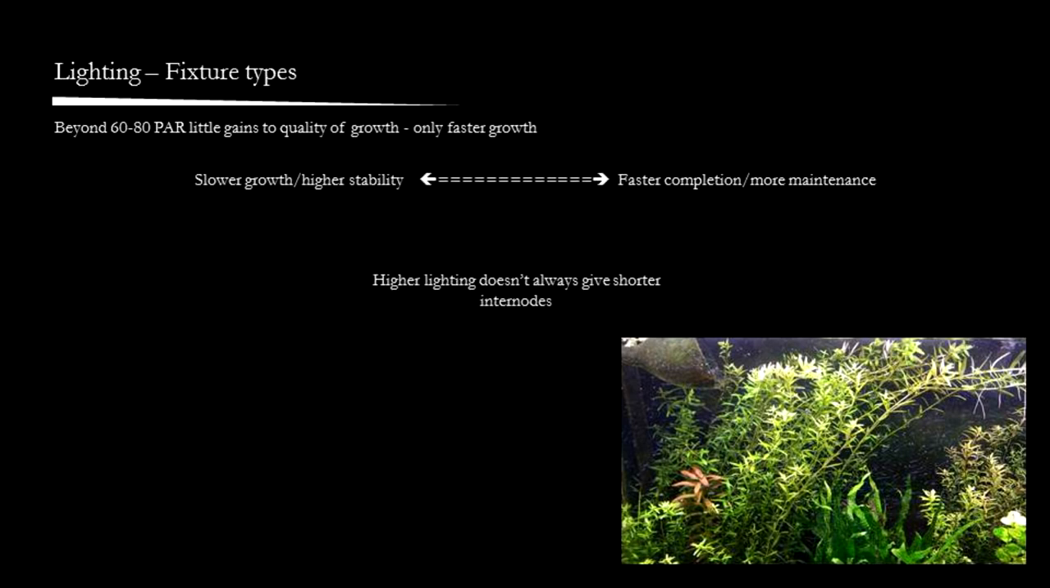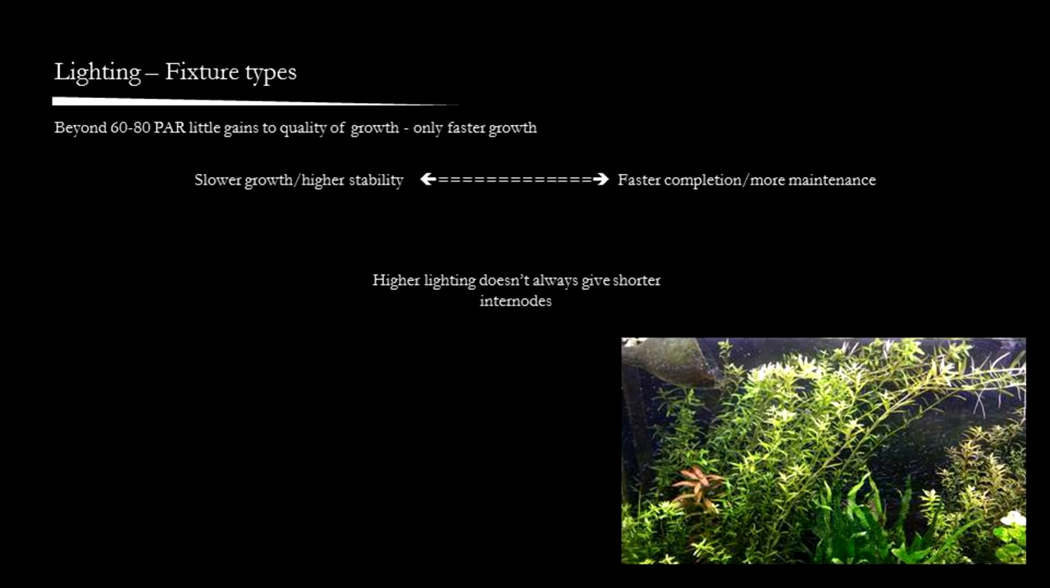There are some misconceptions with regard to the higher your lighting, the shorter your internodes. For quite a number of species, this is true. That means the stronger your lighting is, the more compact the plant grows. However, this is not the case for all plants, and for many stem plants, actually the reverse is true. For a plant that is starved of light, yes, it will stretch to try to reach light. However, if you have very high lighting levels, so much so as it increases the overall growth speed of the plant tremendously, what you will get is actually elongated internodes.